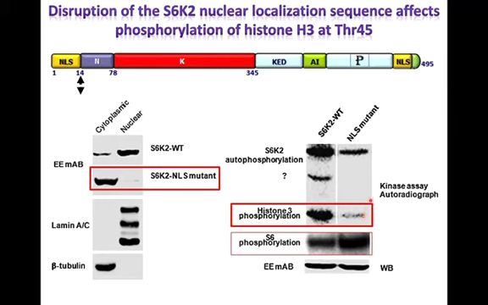With surprise, we found a band here that we don't know up till now what it is, that is phosphorylated with the wild type and not phosphorylated with the mutant. Of course, one of the peculiar behaviors of S6K2 is that it can autophosphorylate itself, okay?